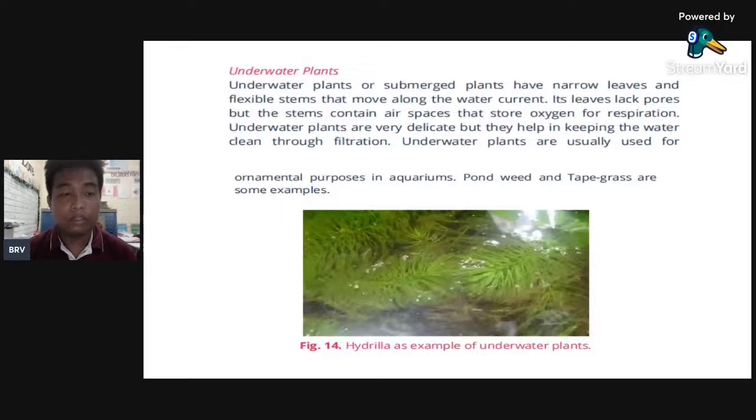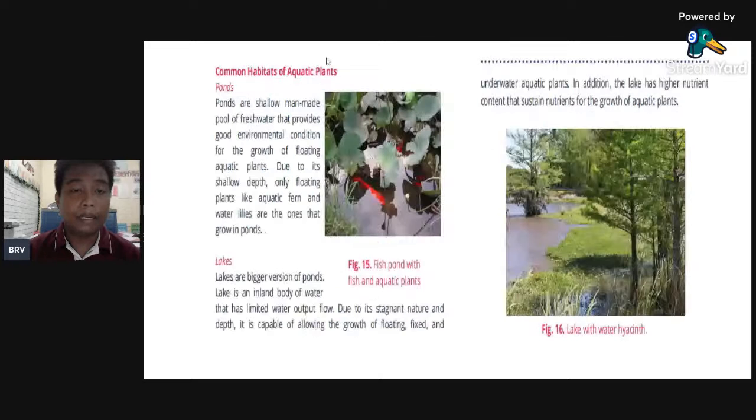And then mostly ginagamit siya, ginabutang siya sa aquarium. Nakakita na ako nga kuha og aquarium nga ginabutang nila og underwater plants para ang tubig dili lumuto, para makatabang sa pag-filter sa tubig. Okay, common habitats of aquatic plants.